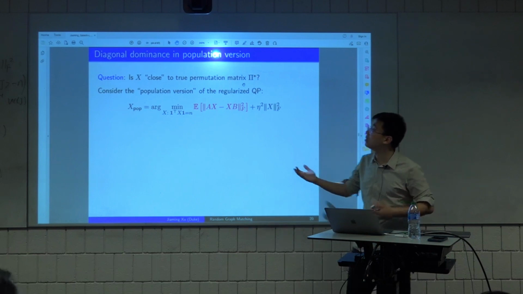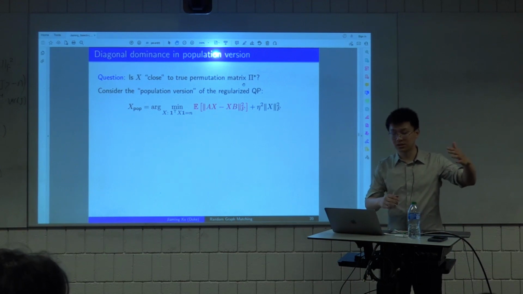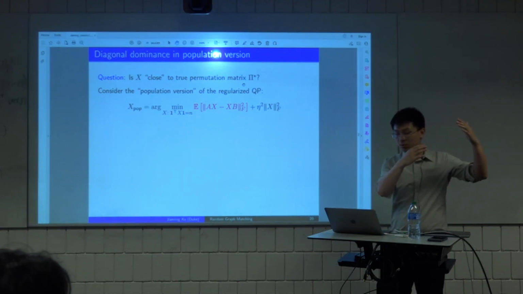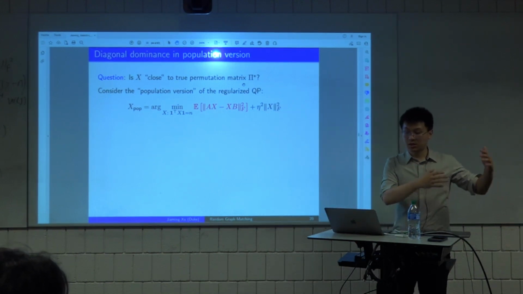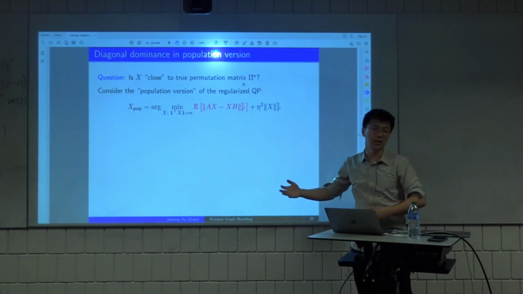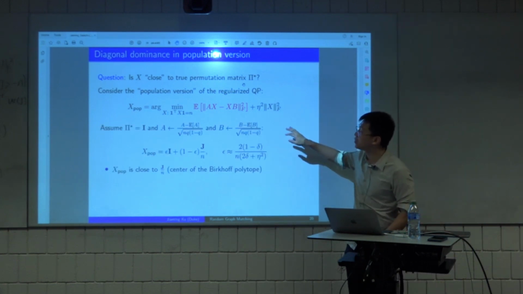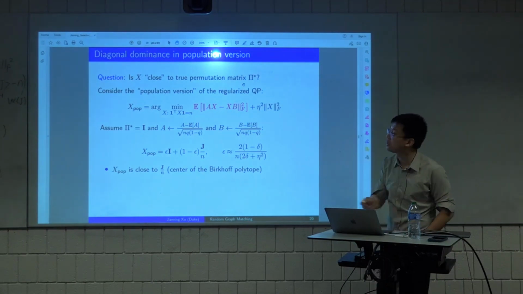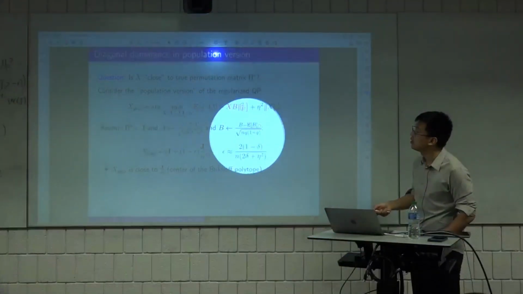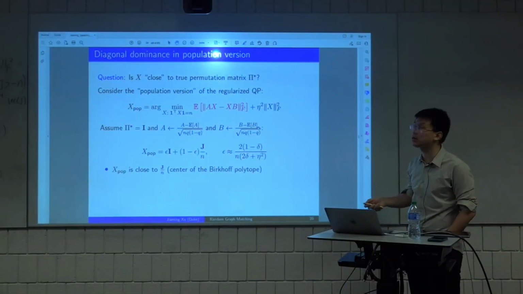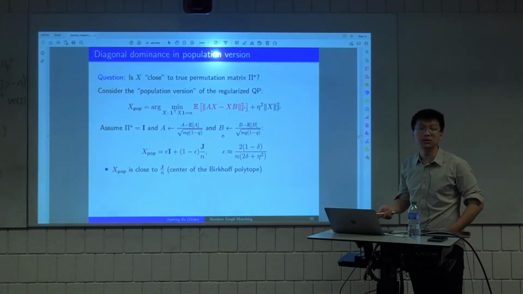Once you understand the solution for the population version, your hope is that, by showing some concentration, your real objective is close to the population objective, and then the real solution is close to this population solution. That's a very common approach. For this, you can do some algebra. Here I'm going to assume the true permutation is identity. And I'm going to standardize A and B, subtracting the mean and dividing by the standard deviation, just to make A and B look like a Gaussian matrix with IID normal entries.